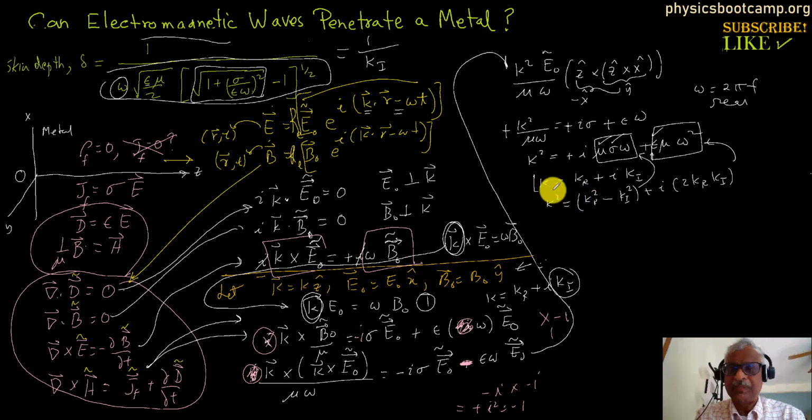So this is going to be our main claim, and when we compare this and try to solve for kr and ki, we get pretty complicated expressions. Let me just copy it from my notes.